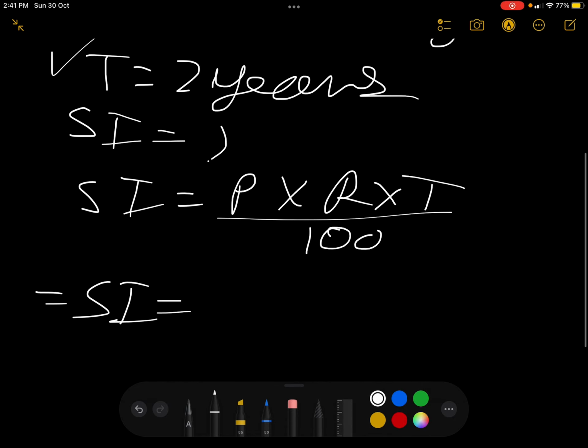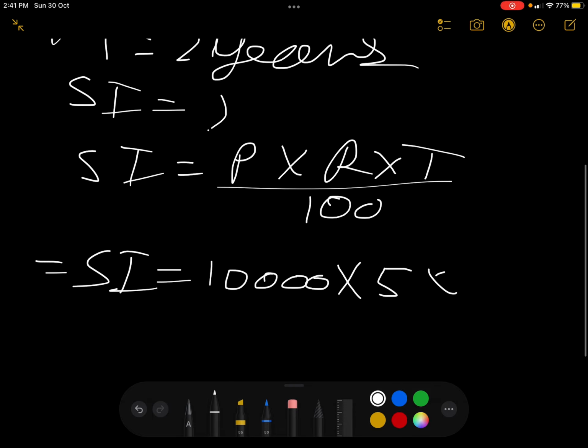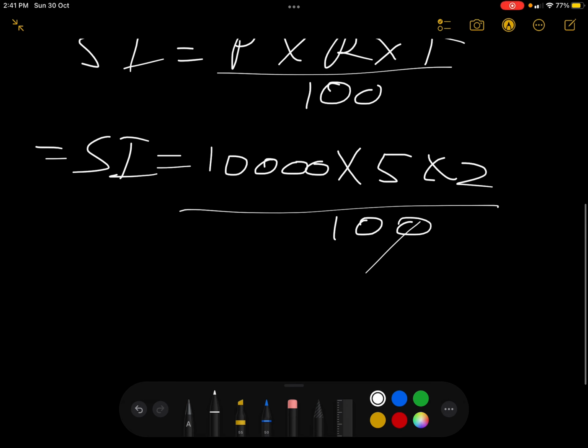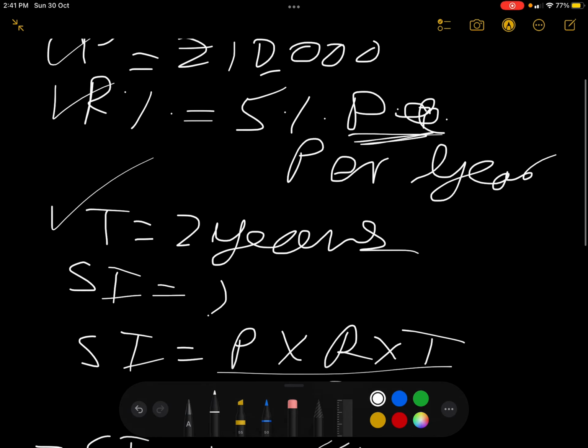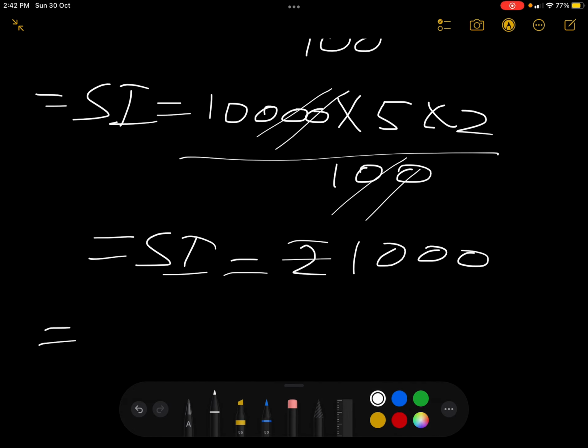What is our principal? 10,000. What is our rate? 5%. And time is 2 years. Basically, we'll be using linear equations to solve these. First, of course, we'll calculate the simple interest directly without any equations. So this will be rupees 1,000. That's it. Rupees 1,000.